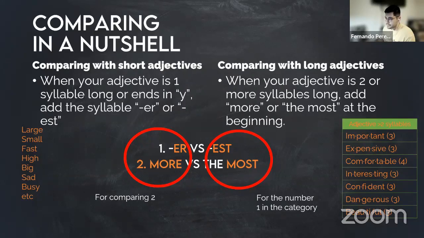Of course, we need to practice, no? We need some exercise. But meanwhile, you can screenshot the information. This is comparing in a nutshell. In this moment, we are going to practice with er versus more. Okay?